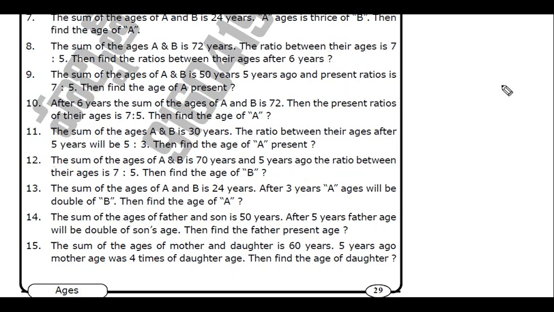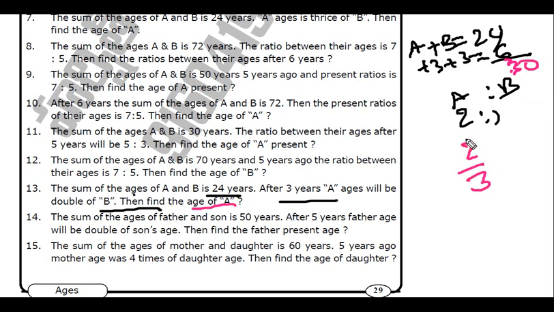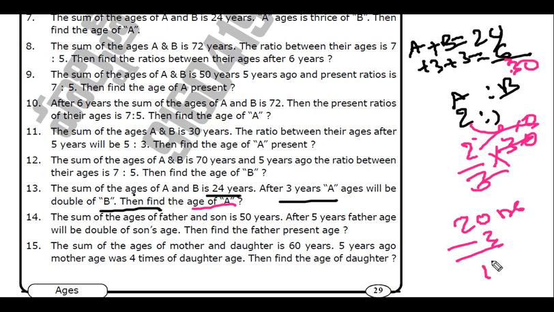Okay, the sum of the ages of A and B is 24 years. After 3 years, A's age will be double of B's, means 2 is to 1. These ages will be increased 3 years plus 3 years. So total 60 years, it will be increased, totally 30 years. What is the age of A? A is 2 by 2 plus 1, 3 into 30. 3 10 years. Sorry, 2 into 10, 20 years. This is after 3 years. Present is minus 3, 17 years. So A's age is 17 years.